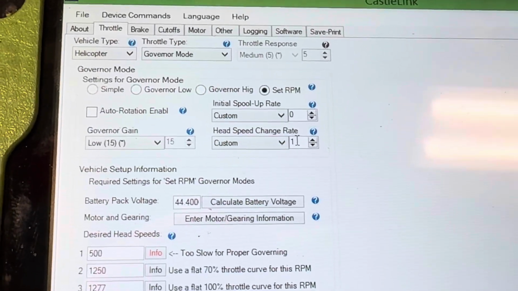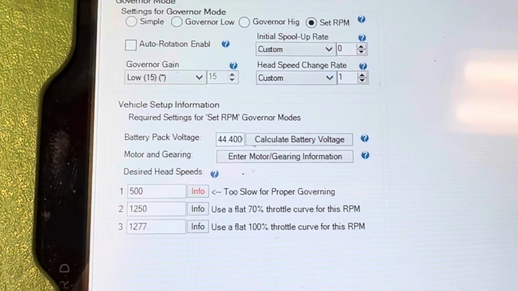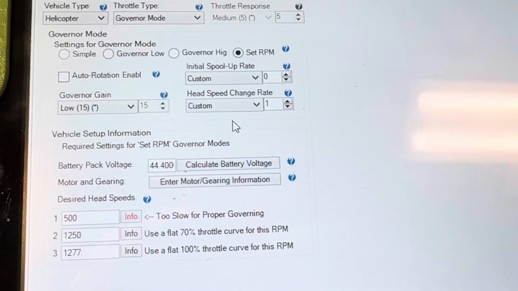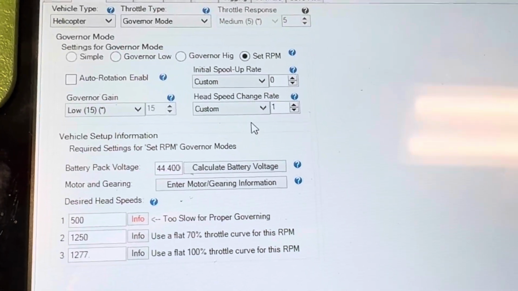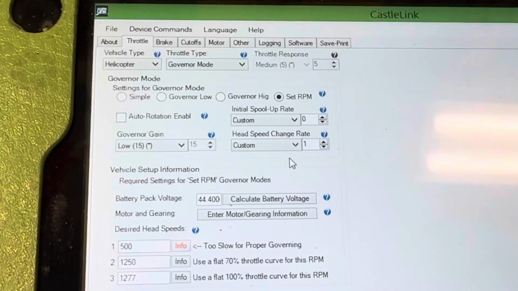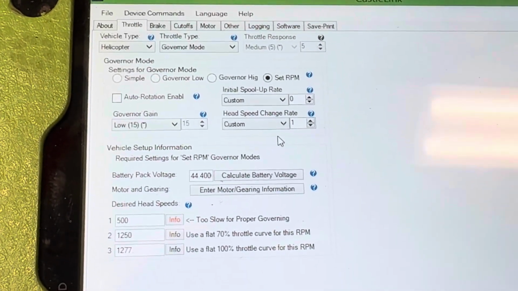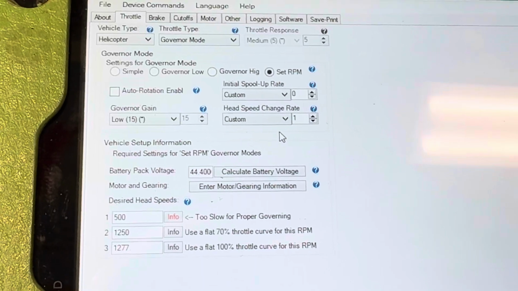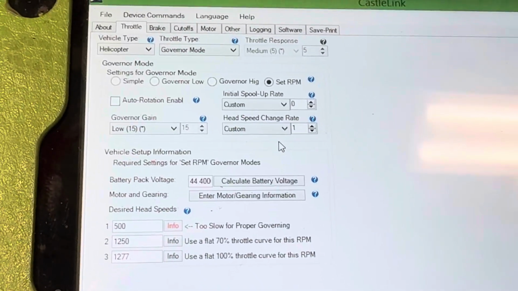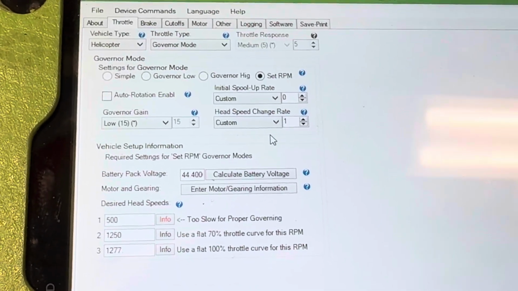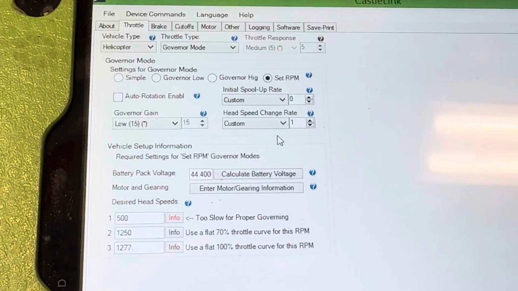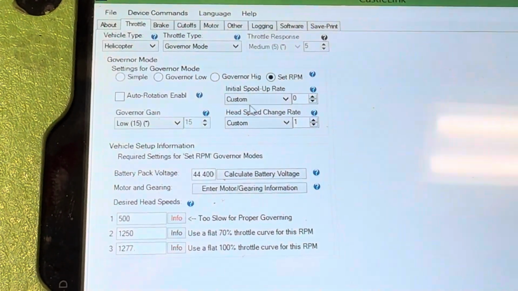So this will bring it up from 500 to the 1250 in roughly 20 seconds. So here is the trade-off. Okay, so if you have this set up, you cannot run the auto rotation, which you can see over here. I do not have it enabled.